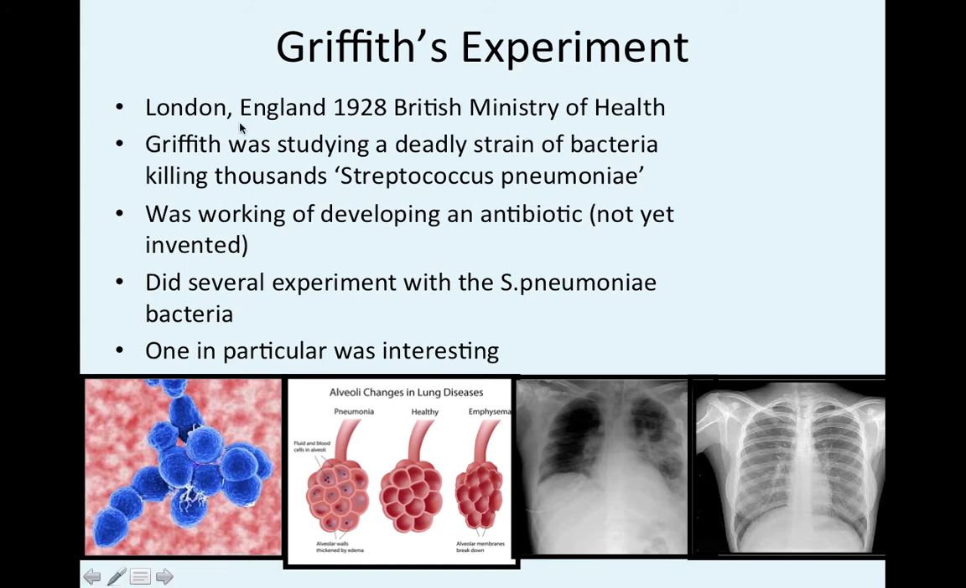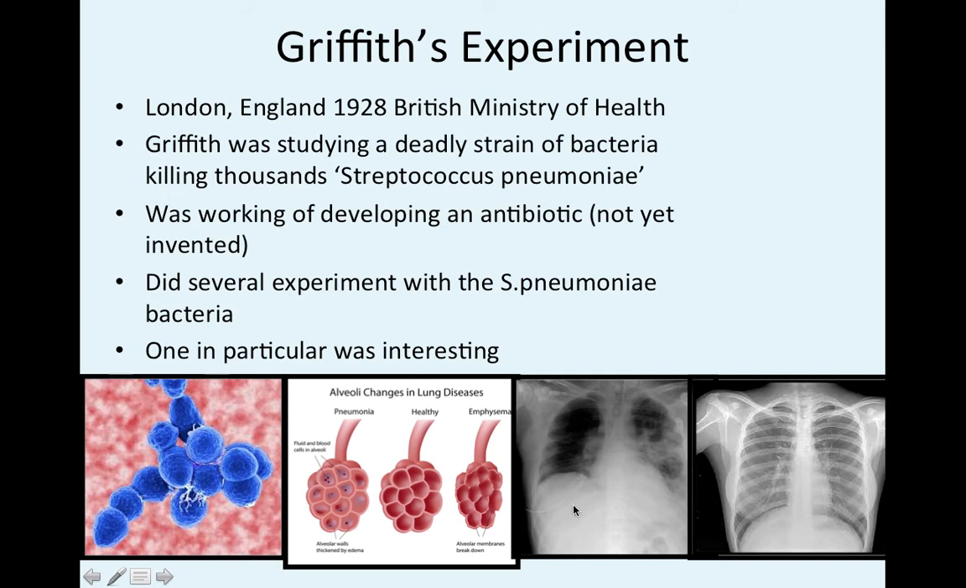Griffith was from London, England, in 1928, so we're going through the Great Depression right now. He was studying a deadly strain of bacteria killing thousands of people, pneumonia. Streptococcus pneumoniae, if you remember our naming from grade 11. Streptococcus is a bunch of little circles in a group formation. Pneumonia is basically when a bacterial infection gets inside your chest cavity, starts replicating, and fills up your chest cavity with mucus.